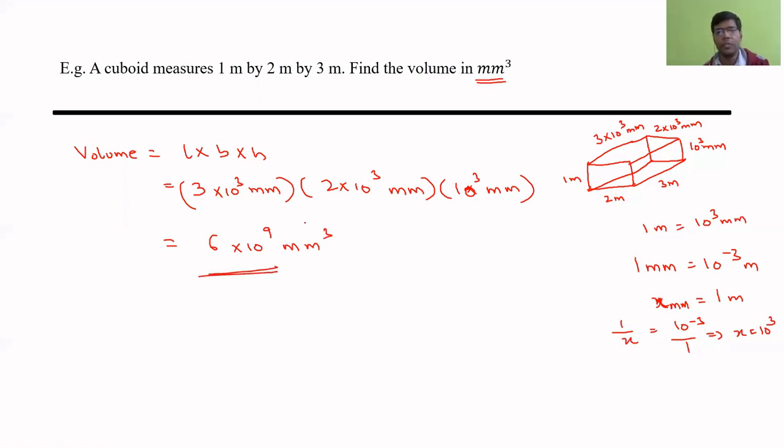So this is the way we do it. Basically, initially itself, we have converted these meters into millimeters, and then we have multiplied them to get the volume. Again, you can do it either in this way or get the volume in meter cube and then convert into millimeter. Either way is fine.